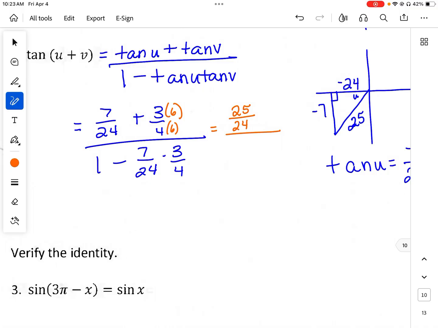25 over 24 over, I could cross simplify by 3. So it's 7 over 32, 1 minus, well, I need a common denominator, so 32 over 32 minus 7 over 32, which is 25 over 32. With fractions, we are going to flip the second and multiply.